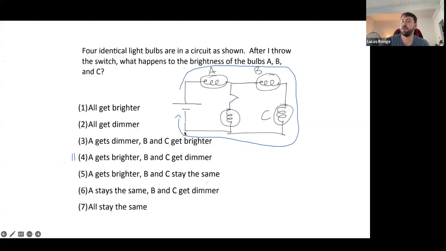One other way to think about it is now we have an additional path for the current to flow through. And so there's more avenue for current to flow. And so we're increasing the current going overall in the circuit. And so here, since all the current passing through the circuit passes by A, A gets brighter.